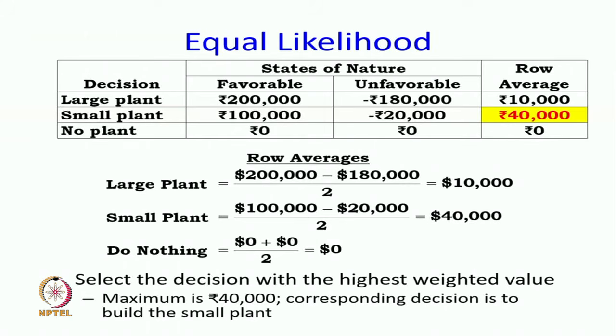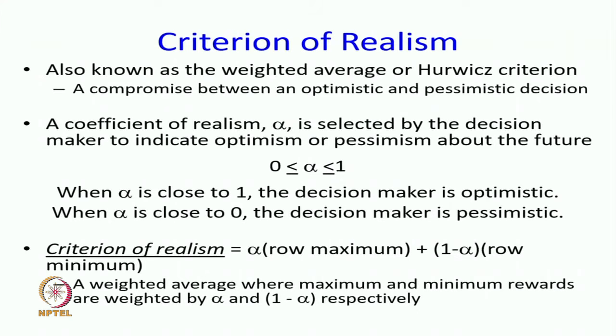And this is what is called the criterion of realism. I am a realistic person, but a realistic person which is sort of towards 80% optimist, right. So, then I will have an alpha which is the coefficient of realism, and it is sort of my balance between optimism and pessimism.